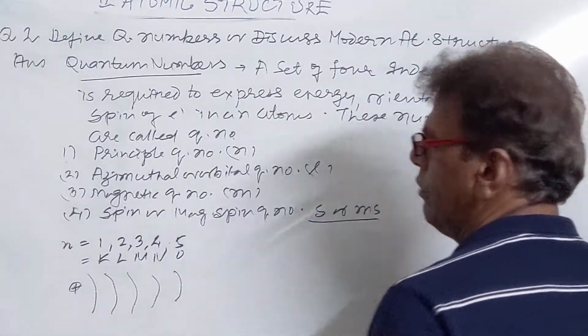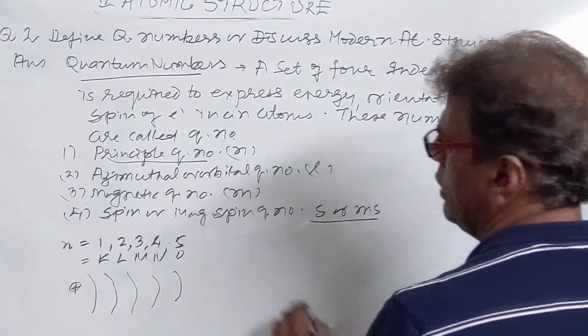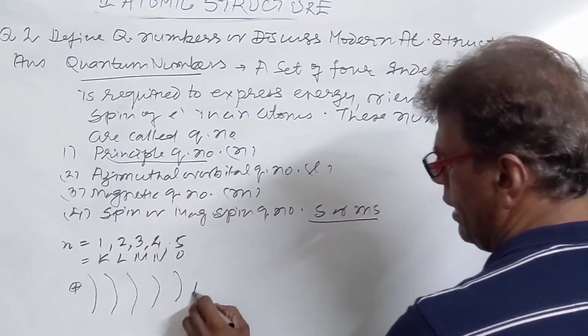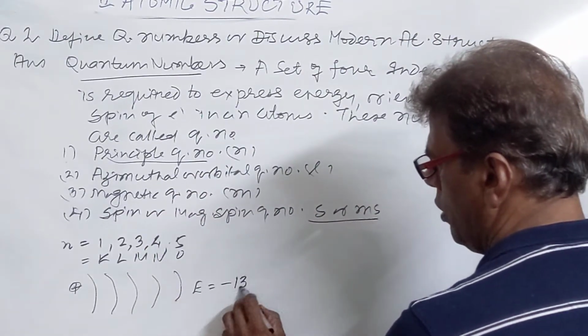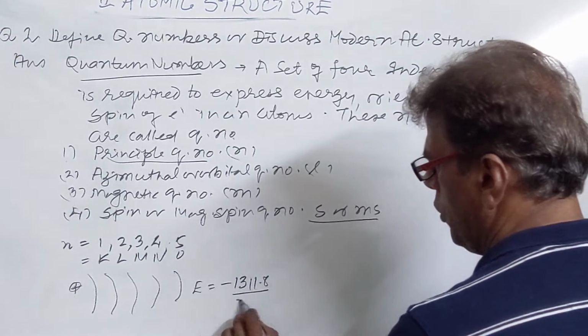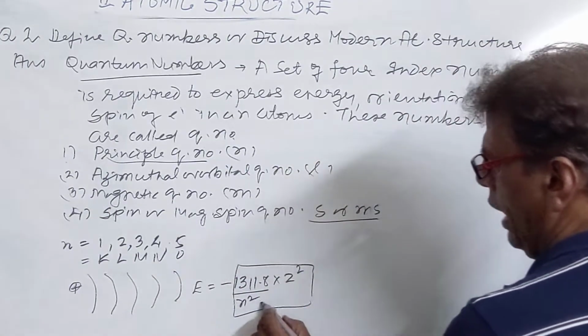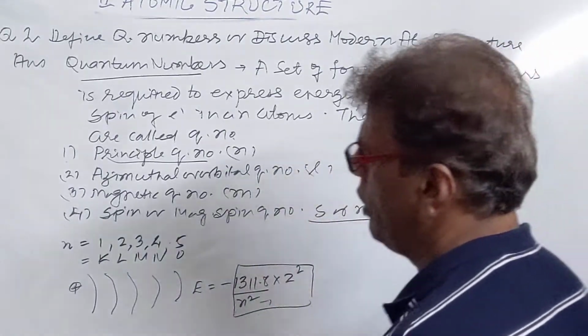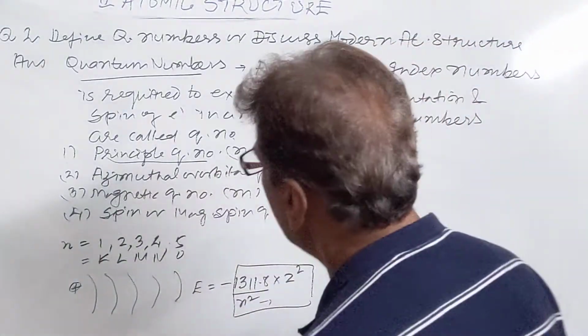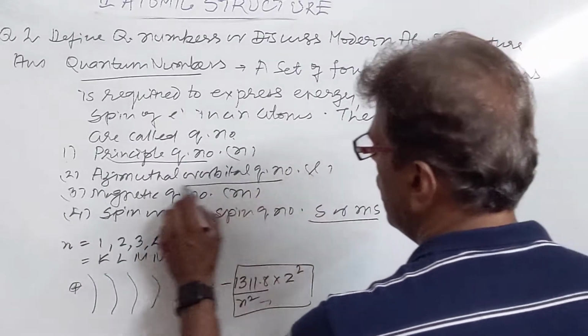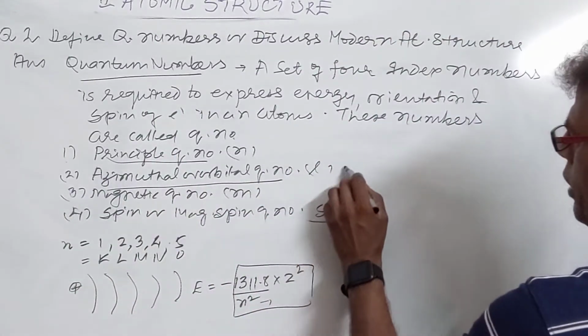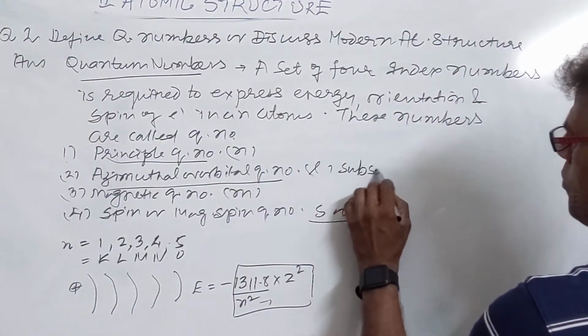So these are the principal quantum numbers, and the energy of each shell can be calculated by the formula 1311.8 upon n square into z square, where z square is the nuclear charge, n is the number of shell in which electron is revolving. Then we come to the second quantum number, that is azimuthal, orbital or subsidiary quantum number.